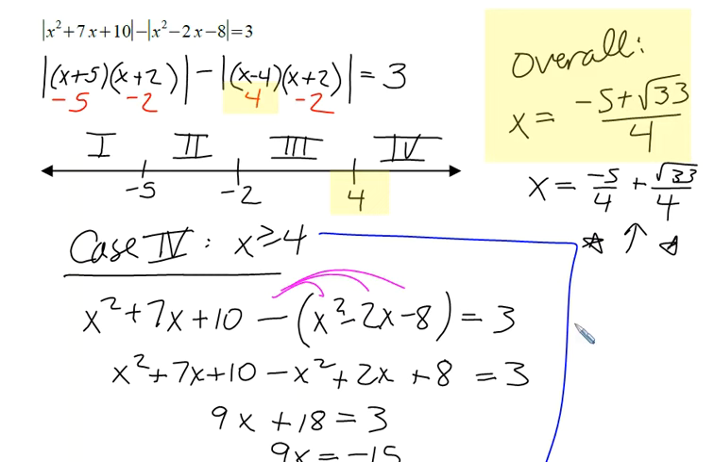Overall, the main key is to make sure that you get the key numbers found correctly, factor, put them on the number line, and then consider cases one at a time. That should help you be able to solve absolute value equations involving quadratic expressions.